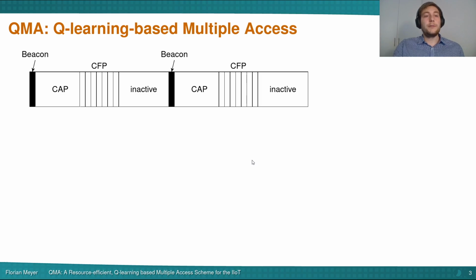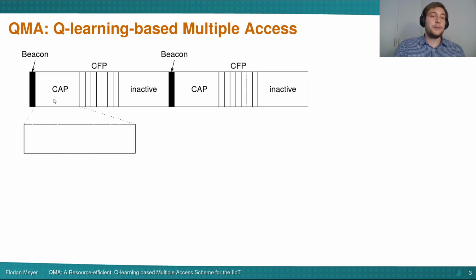This Q-learning algorithm is applied in QMA, which is short for Q-learning based multiple access scheme. What I brought you here is an example of a frame structure of IEEE 802.15.4, because this is one of the ideal scenarios for QMA. IEEE 802.15.4 features a contention-free period where we have contention-free channel access based on time slots that can be allocated between two nodes, and a contention access period where usually CSMA-CA is employed for contention-based channel access.